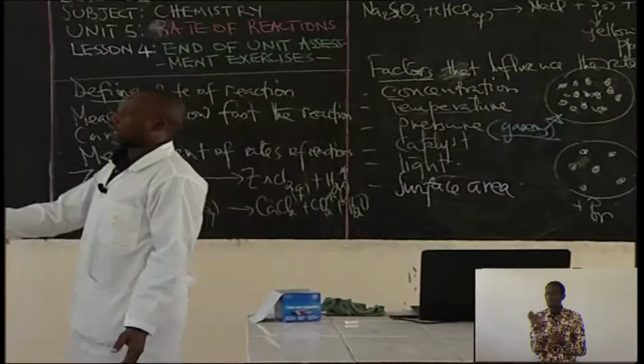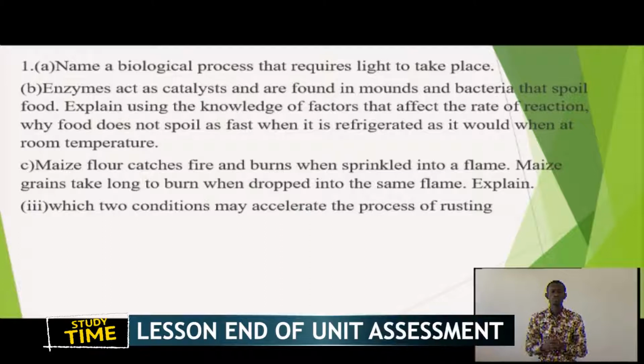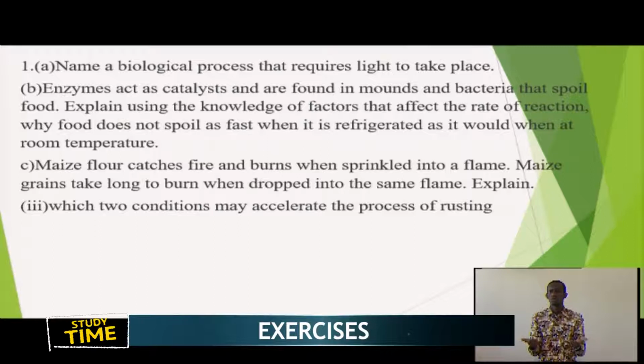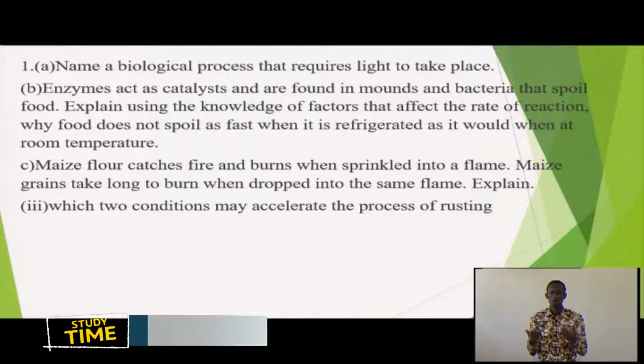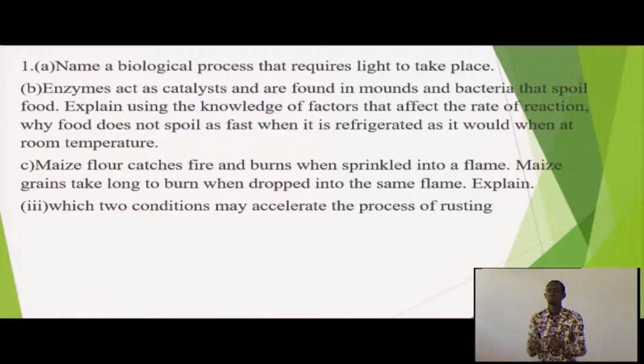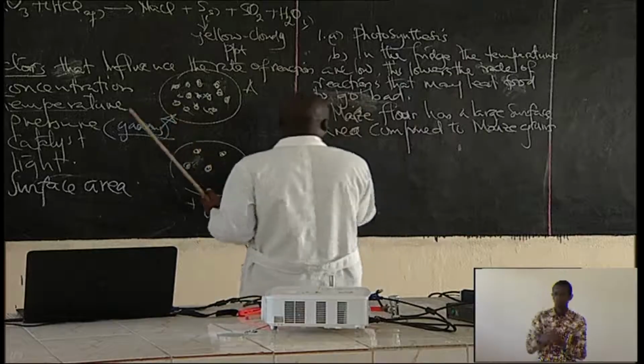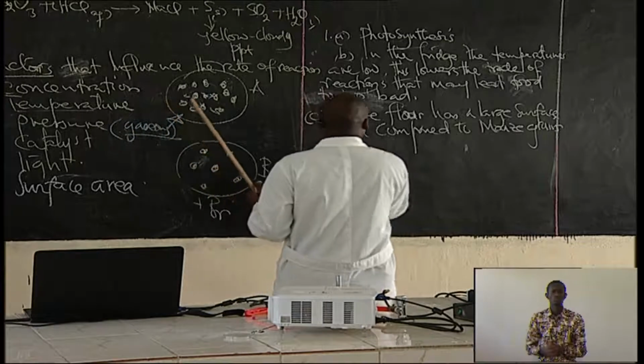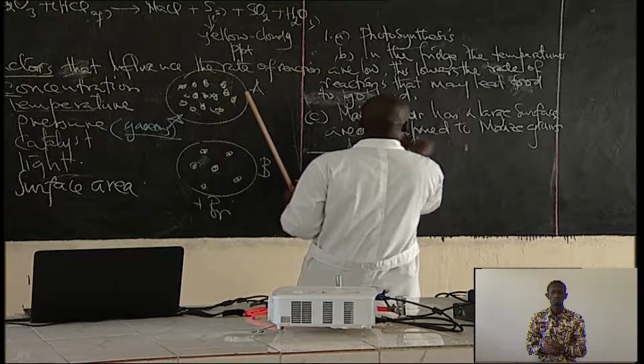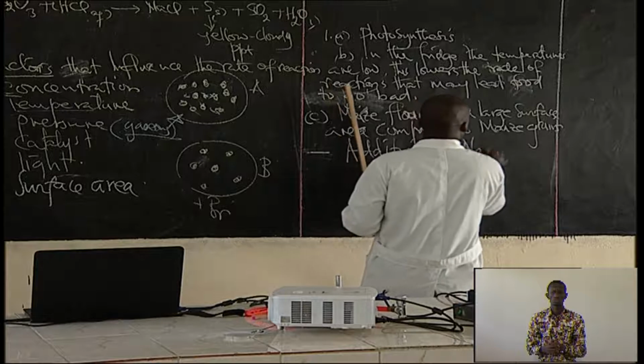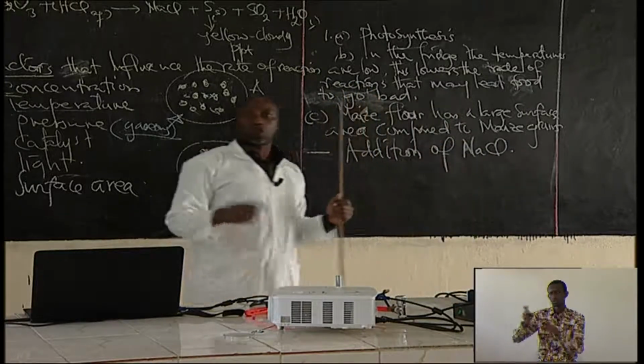Which two conditions may accelerate the process of rusting? So rusting is a process that takes longer, takes some days. So which other two processes do you think can accelerate the process of rusting? Well, the process of rusting can be accelerated by the addition of sodium chloride, that is salts.